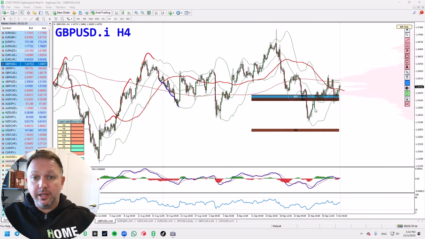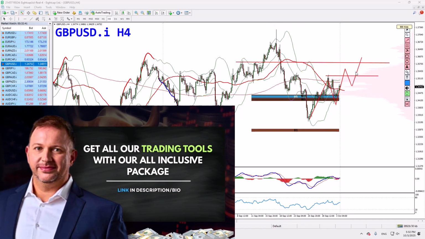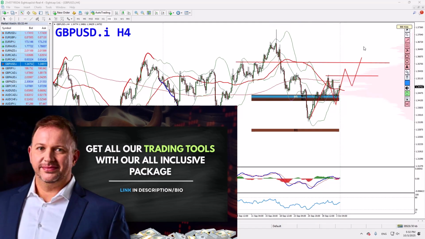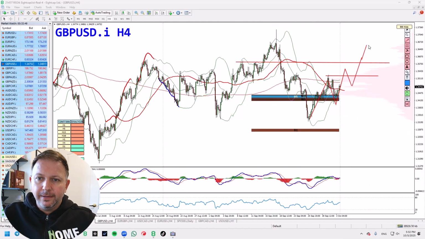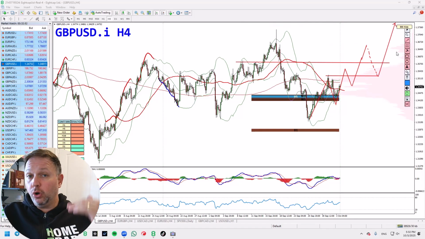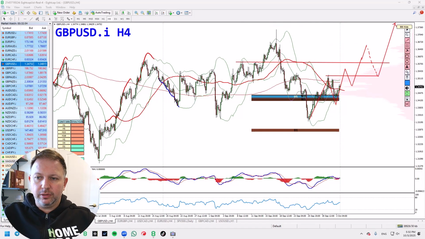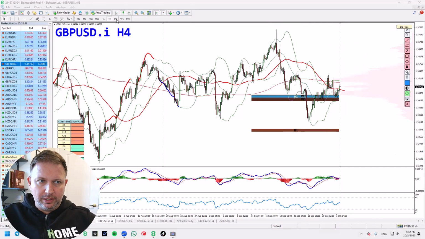The alternative scenario here is similar to the euro. If the pound manages to regain the bullish momentum, places itself above the supply zone and ideally above the broken daily range, right, then we can discuss buy the dips towards the 140, maybe even beyond that, to connect back to the weekly cycle.